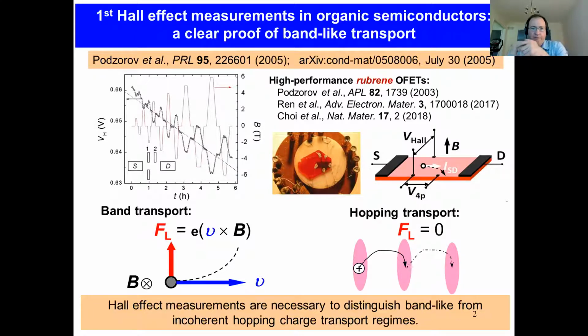But also, since in most of the cases Hall effect probes the instantaneously delocalized mobile carriers, the mobility that you extract by using these measurements gives you the intrinsic upper limit, the band mobility of the system. So that's another benefit of the Hall effect.